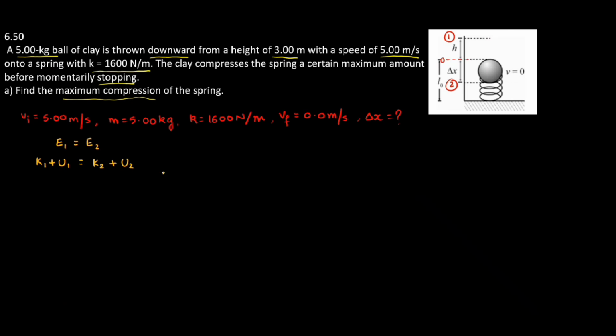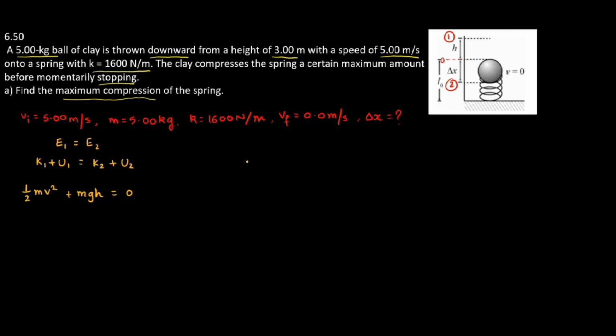Kinetic energy at point 1 will be half m v squared, because the ball is released with a speed v, and the potential energy will be m g h, because the clay ball has been released from a height h above the reference point, above the equilibrium position. Kinetic energy at point 2 will be 0 because velocity at point 2 is 0. The ball momentarily stops at point 2, so my kinetic energy at that point will be 0.